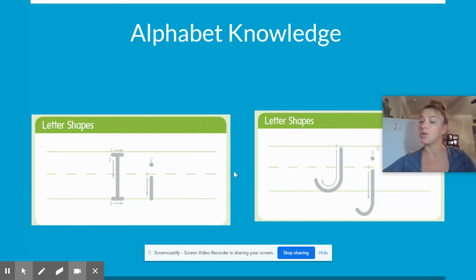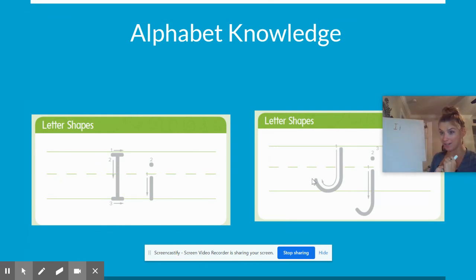Let's do the capital J. This is our letter J. You just do it like a hook, like you're fishing. You bring it down and scoop it up. That's the capital J. You bring it down, scoop it up. Try it with me. Get your finger out. 1, 2, ready, go. Bring it down, scoop it up. One more time. Bring it down, scoop it up.